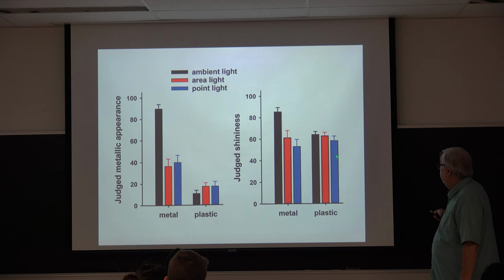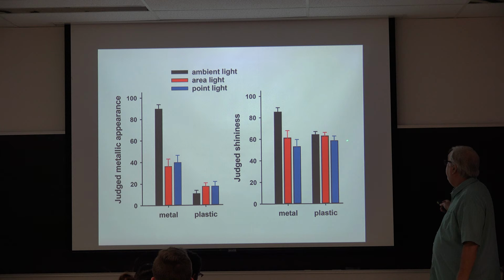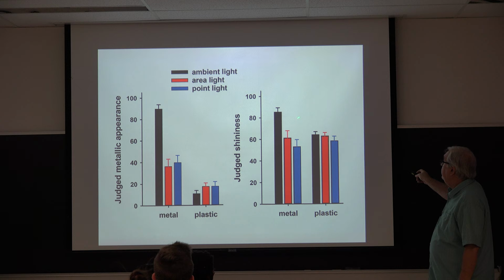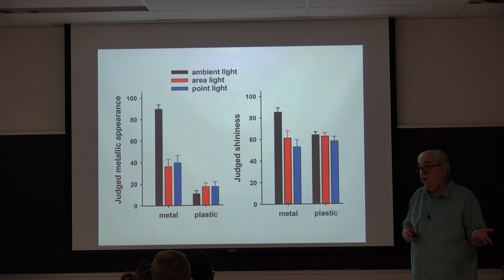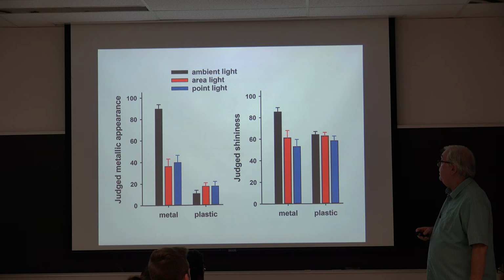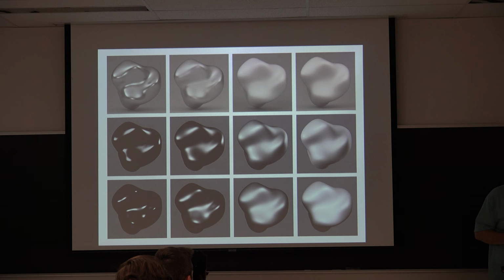So all the light fields could generate shininess, but only the white room, the ambient light, could generate a strong perception of metal. So this was a first pass on this. We also investigated how roughness would influence what's going on. And here's some of the stimuli for that.